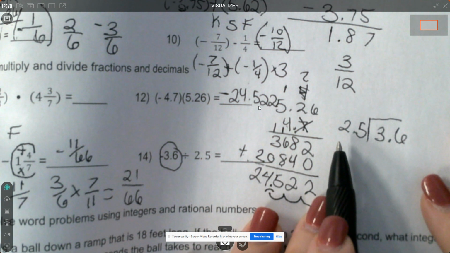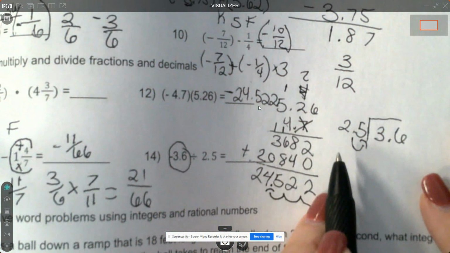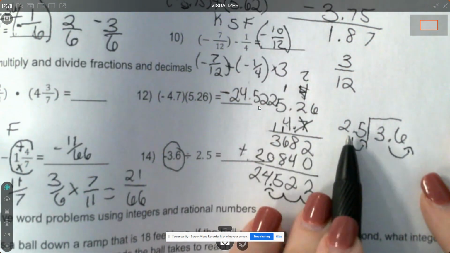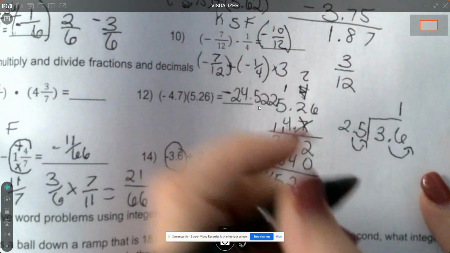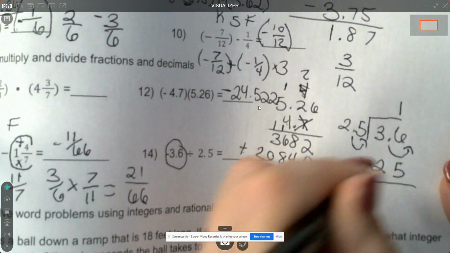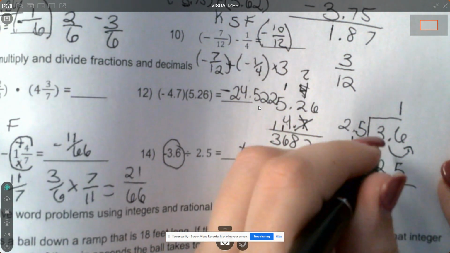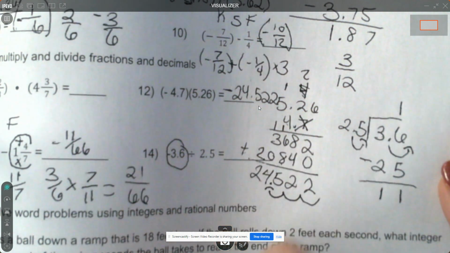How do I make 2.5 into a whole number? Easton? Move the decimal over. And if I do it to the outside, I have to do it to the inside. So does 25 go into 36? Yeah. Goes in there one time. 25 times 1. And then, let's see, 6 minus 5 is 1. 3 minus 2 is 1.